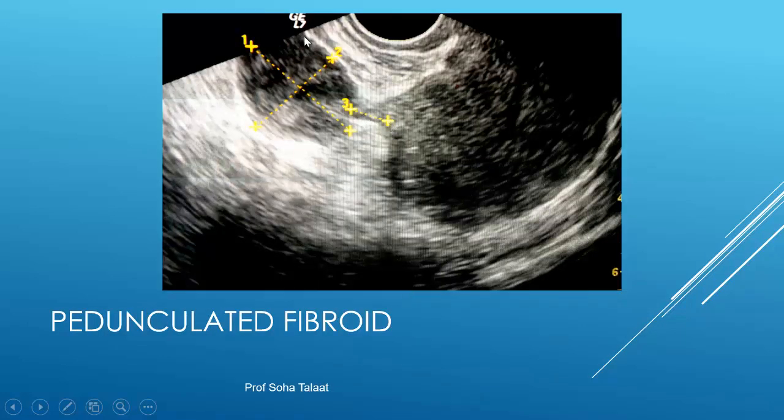This is a pedunculated myoma. This is the pedicle here. When you find a pedicle, you can measure the length and the thickness of the pedicle, and you see if this fibroid is well vascularized or not, because sometimes it is liable to torsion and degeneration.